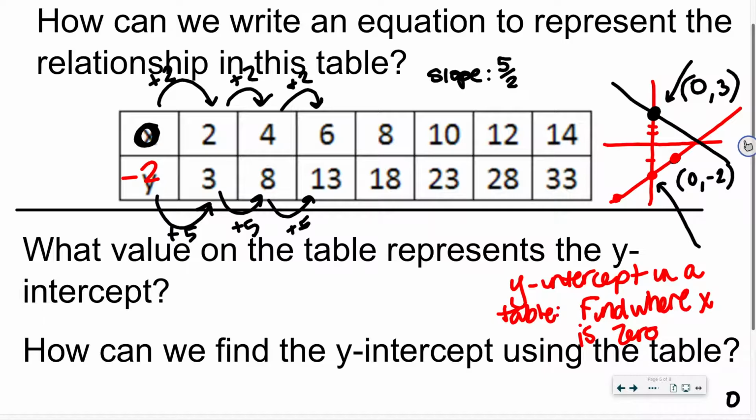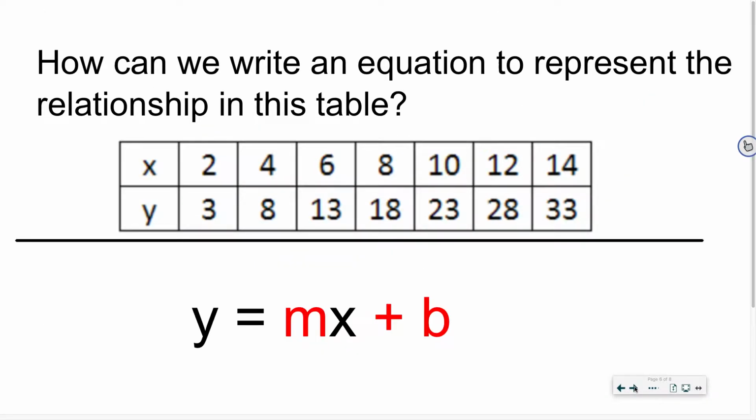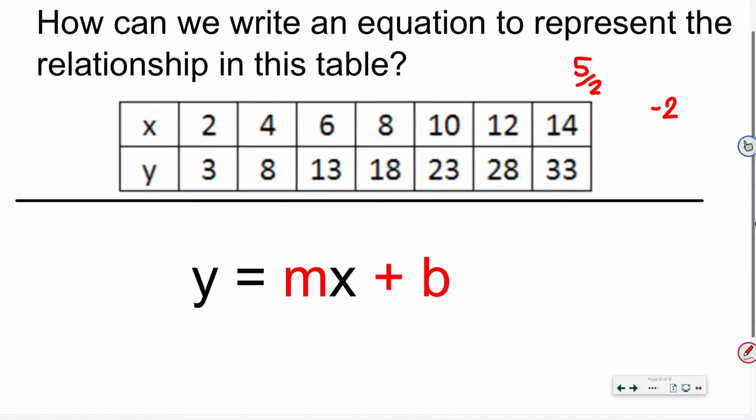So now let's put it all together because we found the slope of the line represented in this table. We also found the y-intercept. Took a little bit of work, but we found it. So now, let's put it together. If I knew the slope was 5/2, and I know that the y-intercept is -2, who can tell me what the equation would be for this line?